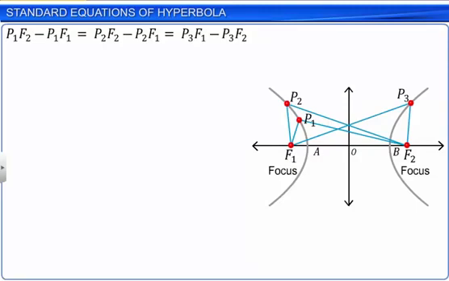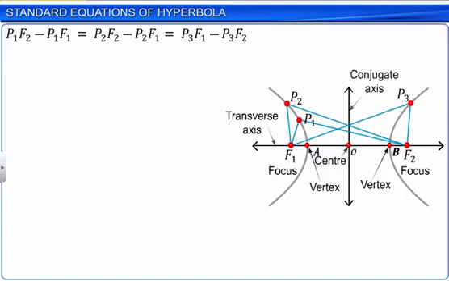We have already seen that a hyperbola is the set of all points in a plane such that the difference of their distances from two fixed points in the plane is constant. You have also learned about the parts of a hyperbola, like its two foci, two vertices, center, transverse axis, and conjugate axis.